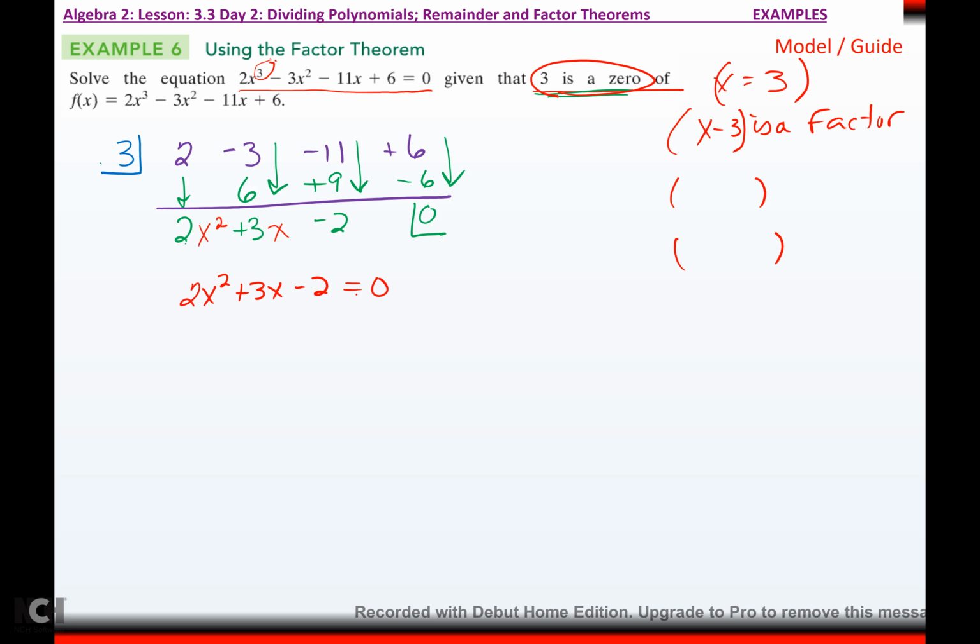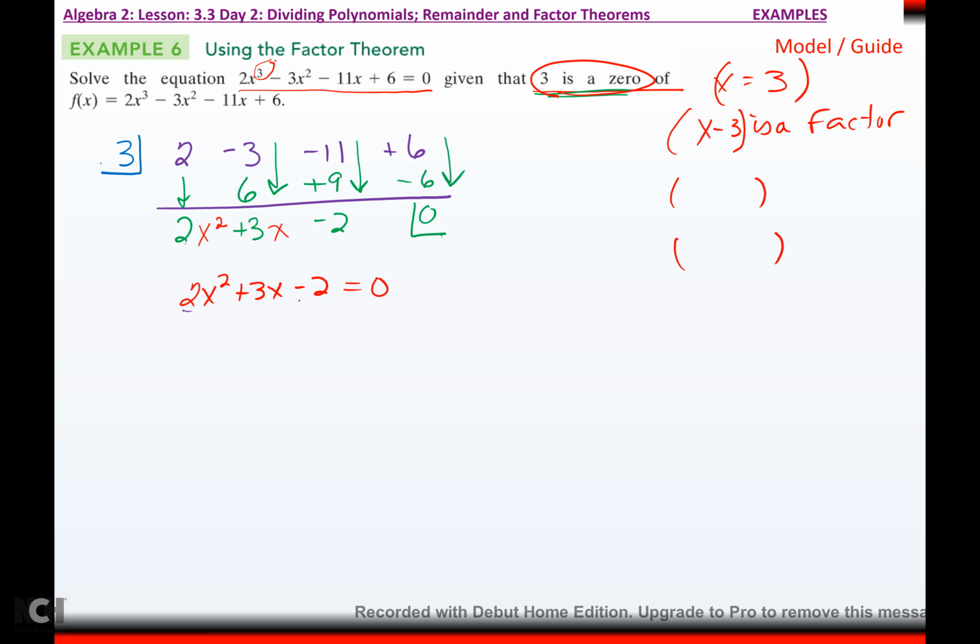So, to solve this quadratic, we can go back to using our quadratic tools. We could try to factor. We could do the quadratic formula. We could complete the square. We could do any of our tools that we want. I'm going to factor because you need to practice.